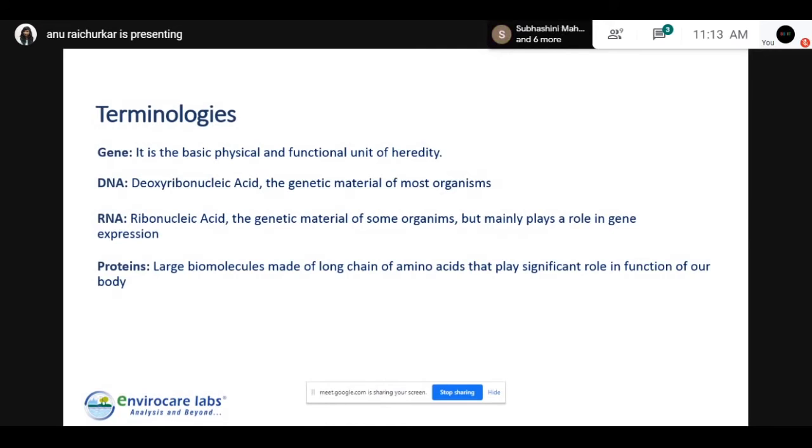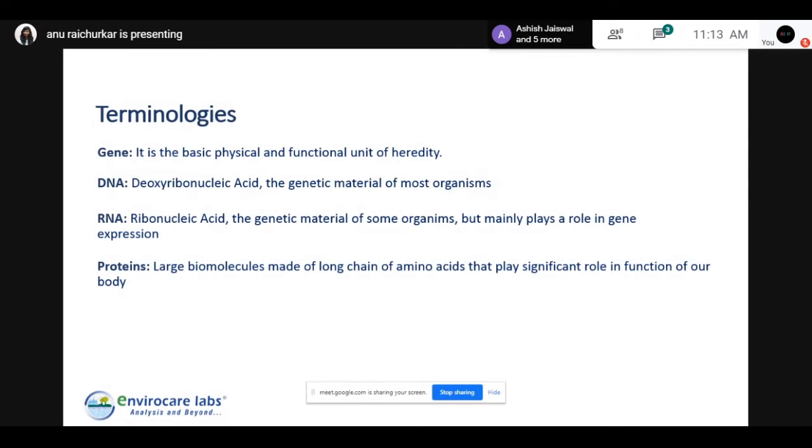Now, DNA, RNA, and proteins are something that we hear very commonly, but in chemical terms, what exactly is DNA? DNA stands for deoxyribonucleic acid. It is the genetic material of most organisms. Even in humans, it is the genetic material. RNA, on the other hand, stands for ribonucleic acid. It is the genetic material in the lower forms. For example, the recent coronavirus that is going on, its genetic material is RNA.